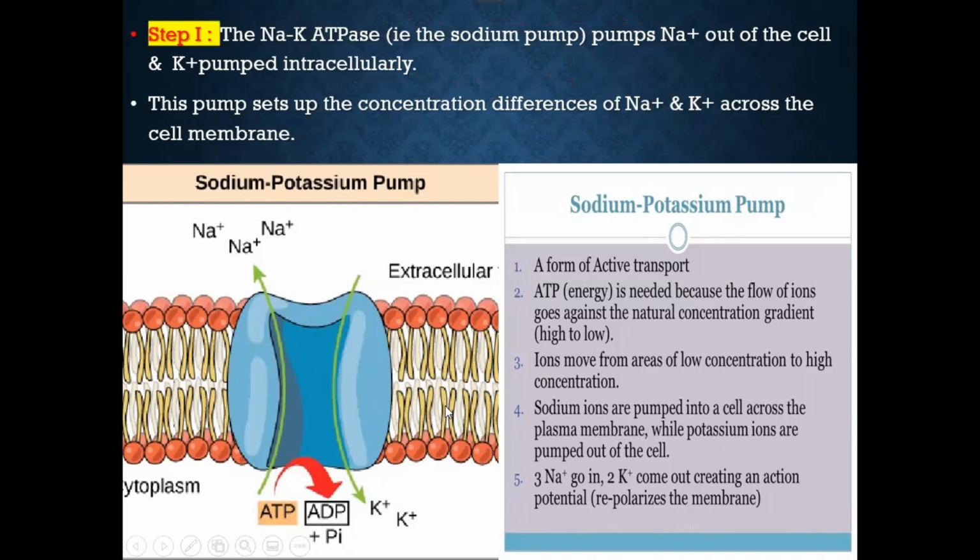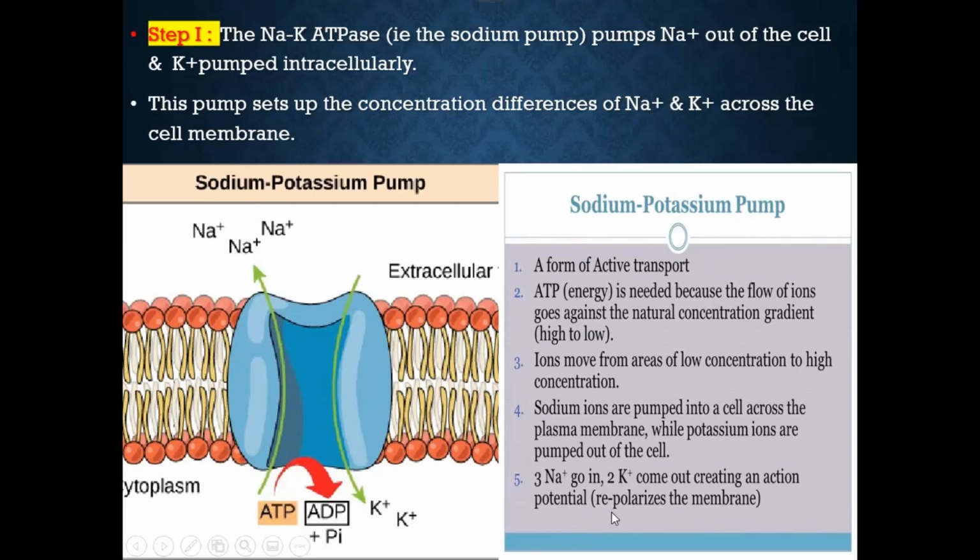So why is it important? To maintain the resting membrane potential, where it is negative intracellular and positive extracellular. The negative resting membrane potential will be maintained at negative 70 inside, relatively. So how much sodium is being pumped out? 3 sodium are pumped out, and 2 potassium are pumped in. 3 go out and 2 come in.